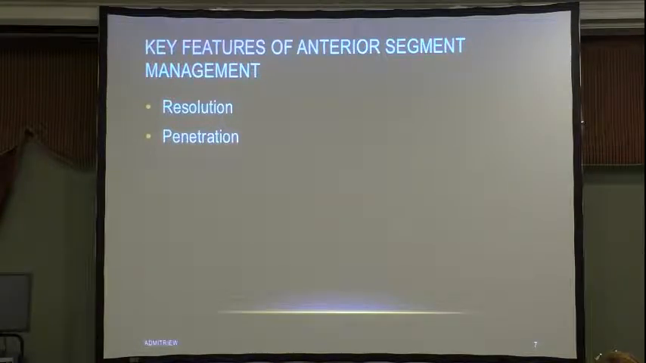If it's just resolution, I would select OCT instead of acoustic. If it's just penetration, I would have 20 MHz probes. But I need something in between, and that is why I think 40 MHz imaging is very good for the anterior segment.